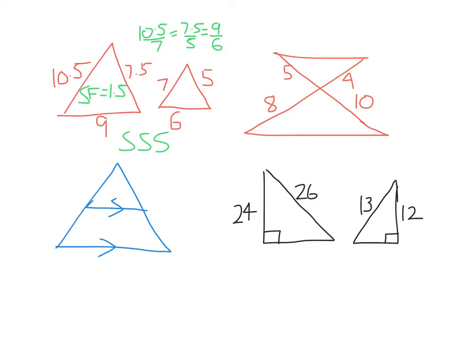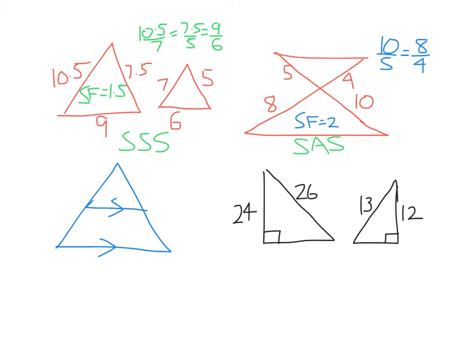So the next one is the SAS test. So this is 2 pairs of sides in proportion and an equal pair of angles. So note the angle that's equal has to be the angle between the 2 sides. So we know the sides are in proportion because 10 over 5 is equal to 8 over 4. So there's a consistent scale factor. The scale factor is 2.